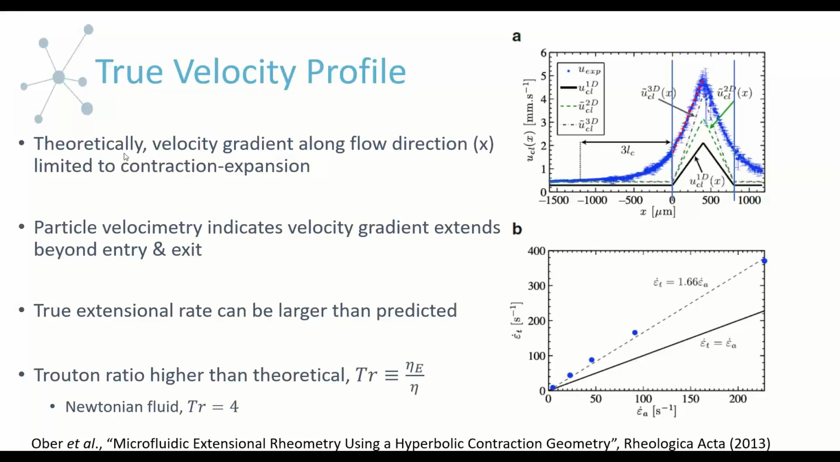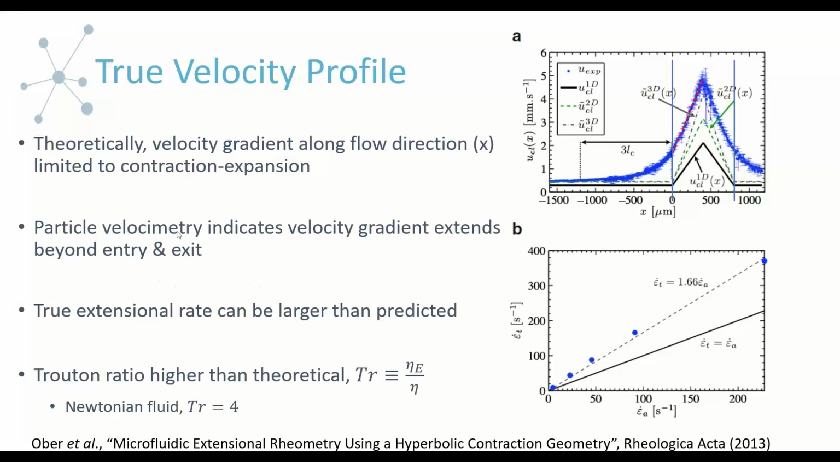Okay, so as I mentioned, theoretically, we should have this velocity gradient in the direction of flow. It should be limited to the contraction expansion region. On our plot here, this top plot is basically the real version of what we just looked at in the ideal sense, the velocity as we move along the channel, where x is the position along the channel. These solid blue lines represent entry into the contraction and then exiting from the expansion. So theoretically, we should have all of the gradients limited to this region.